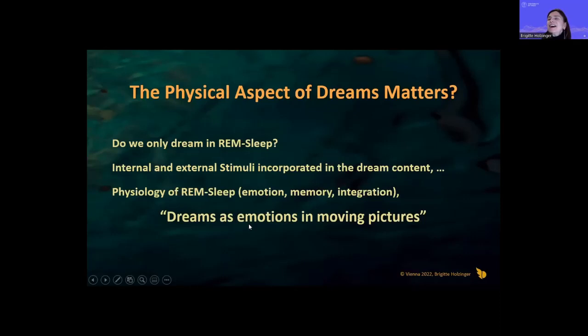But let's say the most intense or vivid dreams probably are related to REM sleep. And REM sleep, we know, as a state of emotions, memory, as we have heard, and I would like maybe also to add integration.